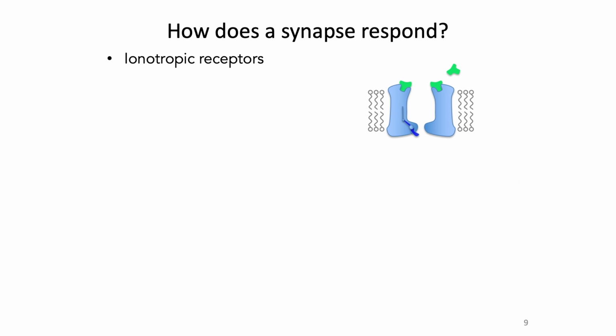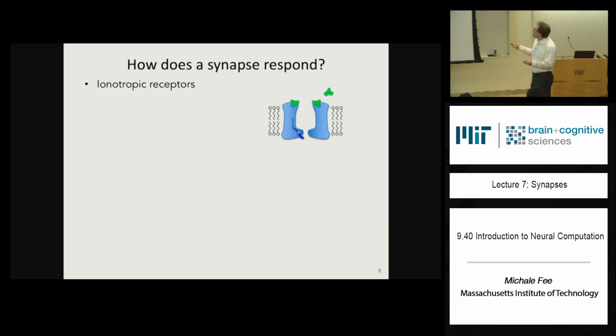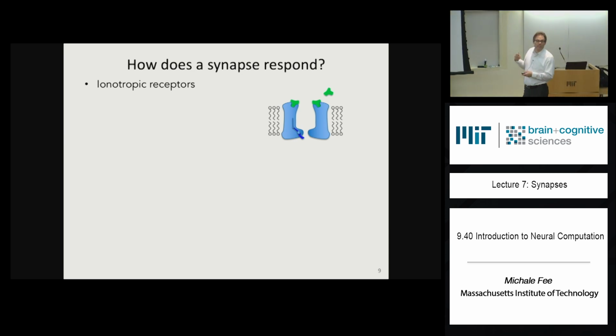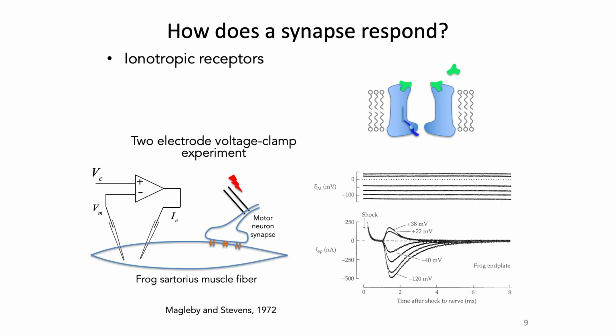Let's start with an ionotropic receptor. Ionotropic receptors are neurotransmitter receptors that also form an ion channel. There are other kinds of neurotransmitter receptors where a neurotransmitter binds and sends a chemical signal that opens up a different kind of ion channel, and those are called metabotropic neurotransmitter receptors. We're going to focus today on ionotropic receptors. A neurotransmitter binds, that binding opens a gate, and that allows current to flow.